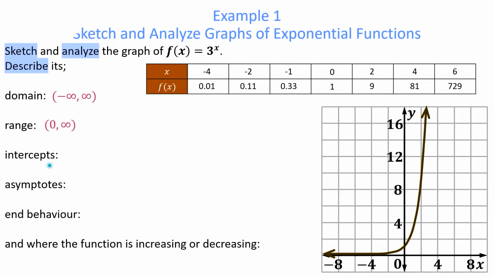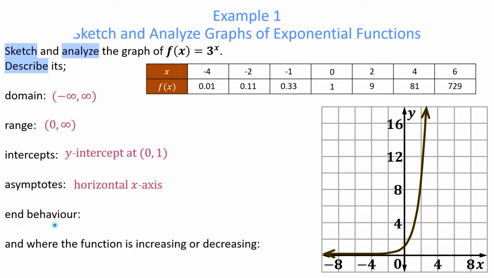Now for the intercepts, you can see there's only a y-intercept here, which corresponds to this coordinate on our table of values. So we can say that the y-intercept is at 0, 1. For the asymptotes, we can see the graph never goes below the x-axis. So in fact, the x-axis is a horizontal asymptote.